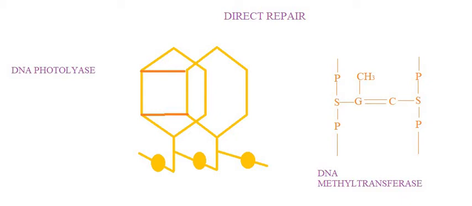One very common type of ultraviolet radiation mediated damage is the pyrimidine dimer. You can see here, this is the pyrimidine dimer. This bond is formed after the exposure of DNA to ultraviolet rays. These pyrimidine dimers are repaired by a light dependent direct system called the photoreactivation mechanism.